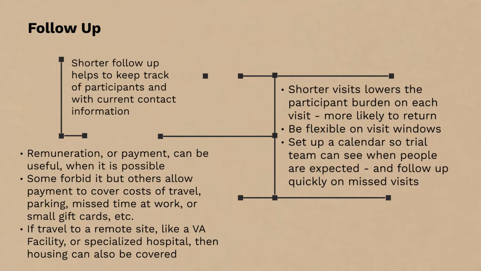It is incredibly important to capture loss information. So set up a calendar so the trial team can see when people are expected and follow up quickly on any missed visits. You need to send certified letters to make sure that they are returned with a signature. In those letters, you may actually have an exit form so they can tell you a little bit more information about why they are terminating the trial.